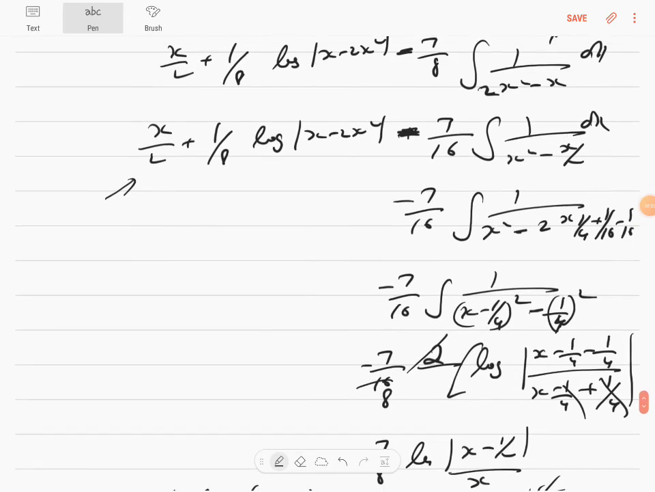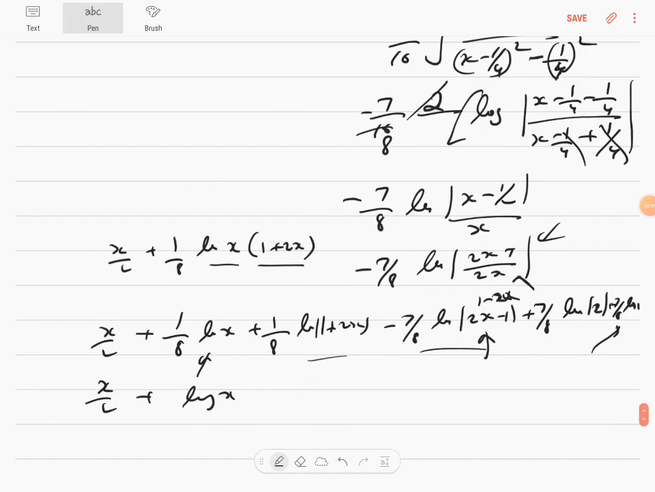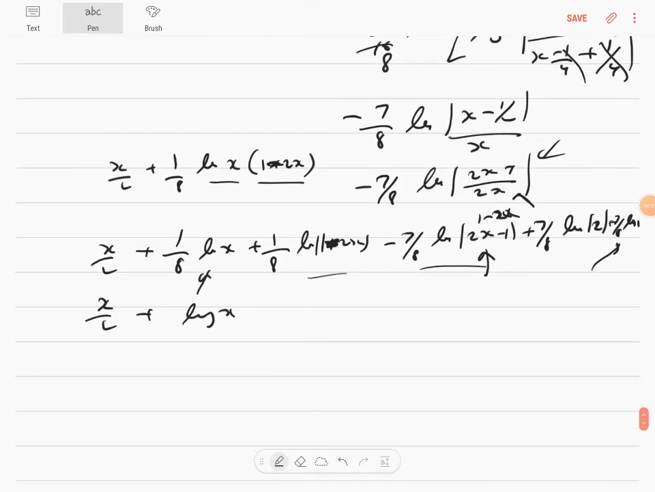But this is log of 1 plus 2x. Oh no, it's 1 minus 2x. I'm sorry, this is also 1 minus 2x. So these both are same like terms. You have 1 by 8 into log of mod of 1 minus 2x minus 7 by 8 into log of mod of 1 minus 2x. When you subtract this, you'll get minus 6 by 8, which will become minus 3 by 4. So can you see this becomes minus 3 by 4 into log of mod of 1 minus 2x.